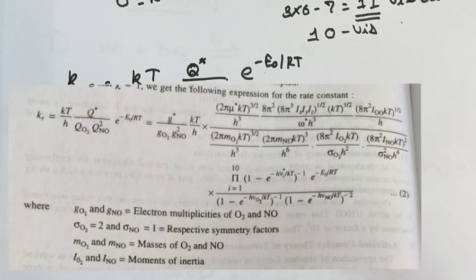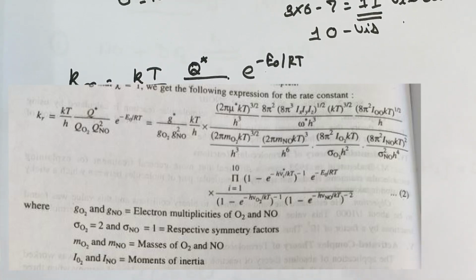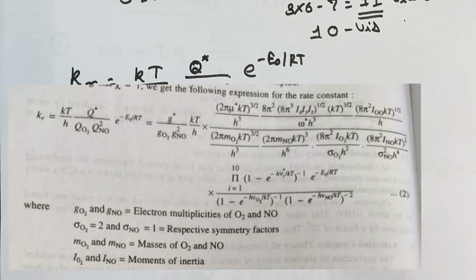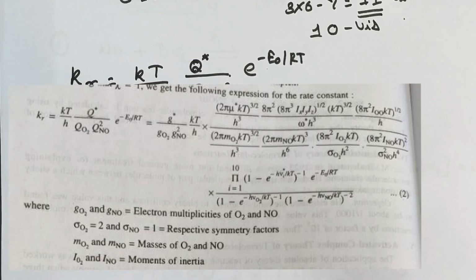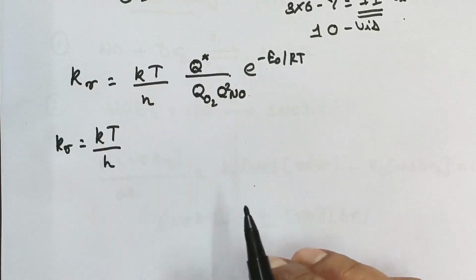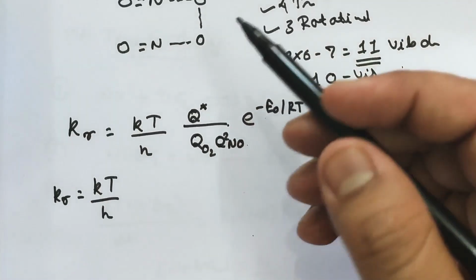Then we have sigma, which we know is a symmetry factor, that is for homonuclear molecules sigma will be equal to 2, and for heteronuclear molecules sigma will be equal to 1. M and M0 are the masses of O2 and NO2. All the I's are the moments of inertia, and over here we have I00, which is the moment of inertia of the OO bond that I have talked about.